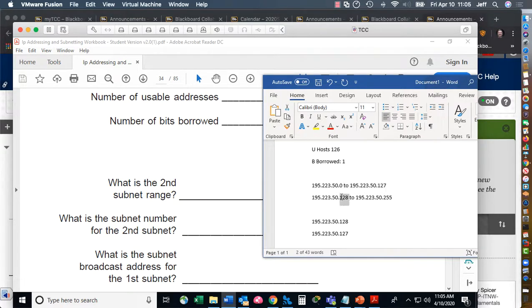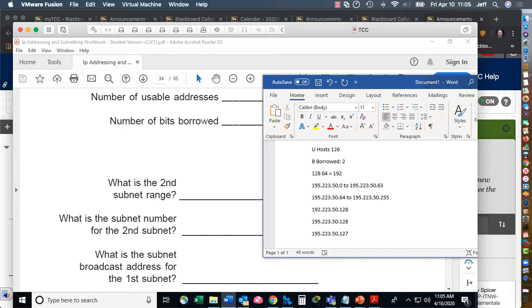And because we borrowed the 128 bit, this is the number that the networks go up to. If we would have borrowed 2 bits, then you're borrowing the 128 and the 64 bit, so the subnet mask equals 192, and the networks would go up by 64. And so these would change to 63. This would go to 192, 223, 50.